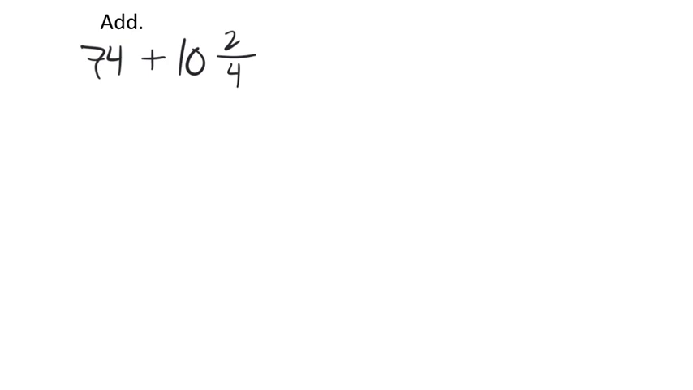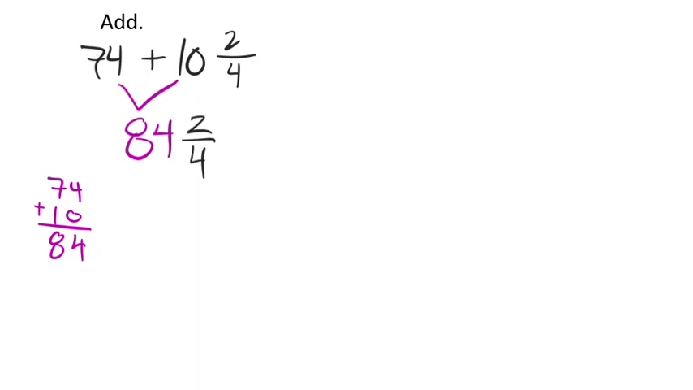But really what we have is 7 and 4 plus 10, okay? So that's what I would say, just kind of start with. Take your whole values and add those two. So that would be 74 plus 10. So 4 plus 0 is 4, 7 plus 1 is 8, and that would be 84. Okay, then you just tack the fraction on, 2/4, boom.